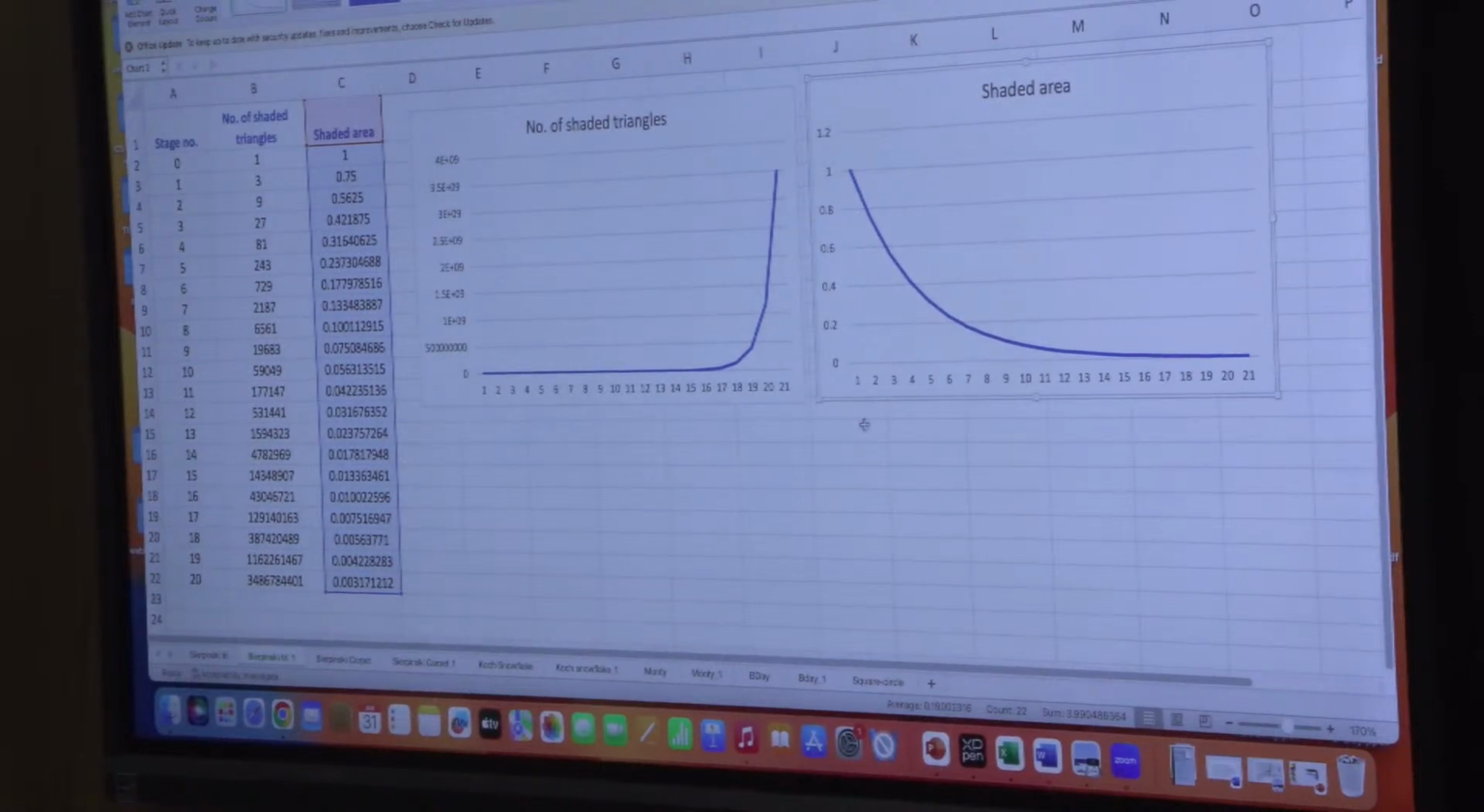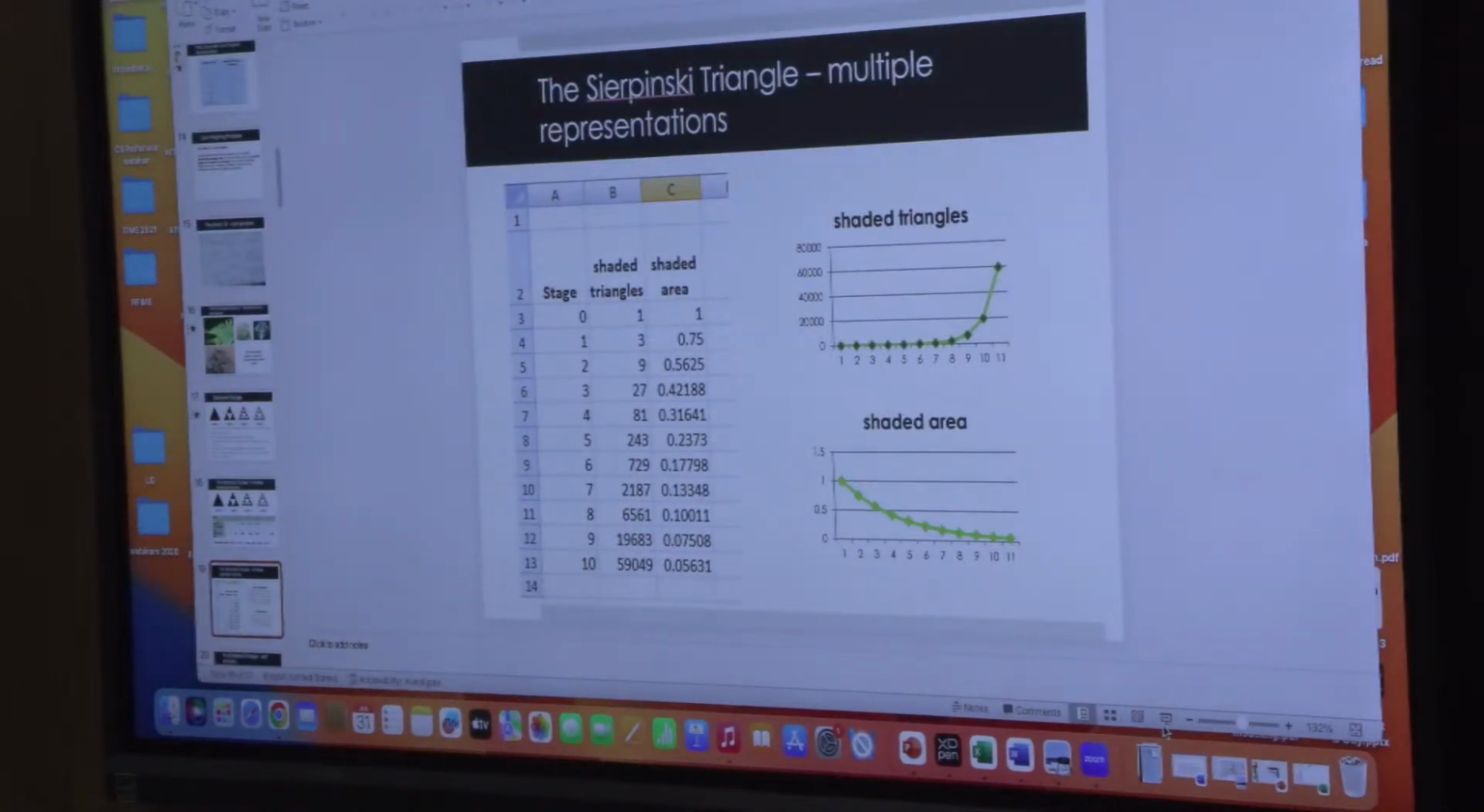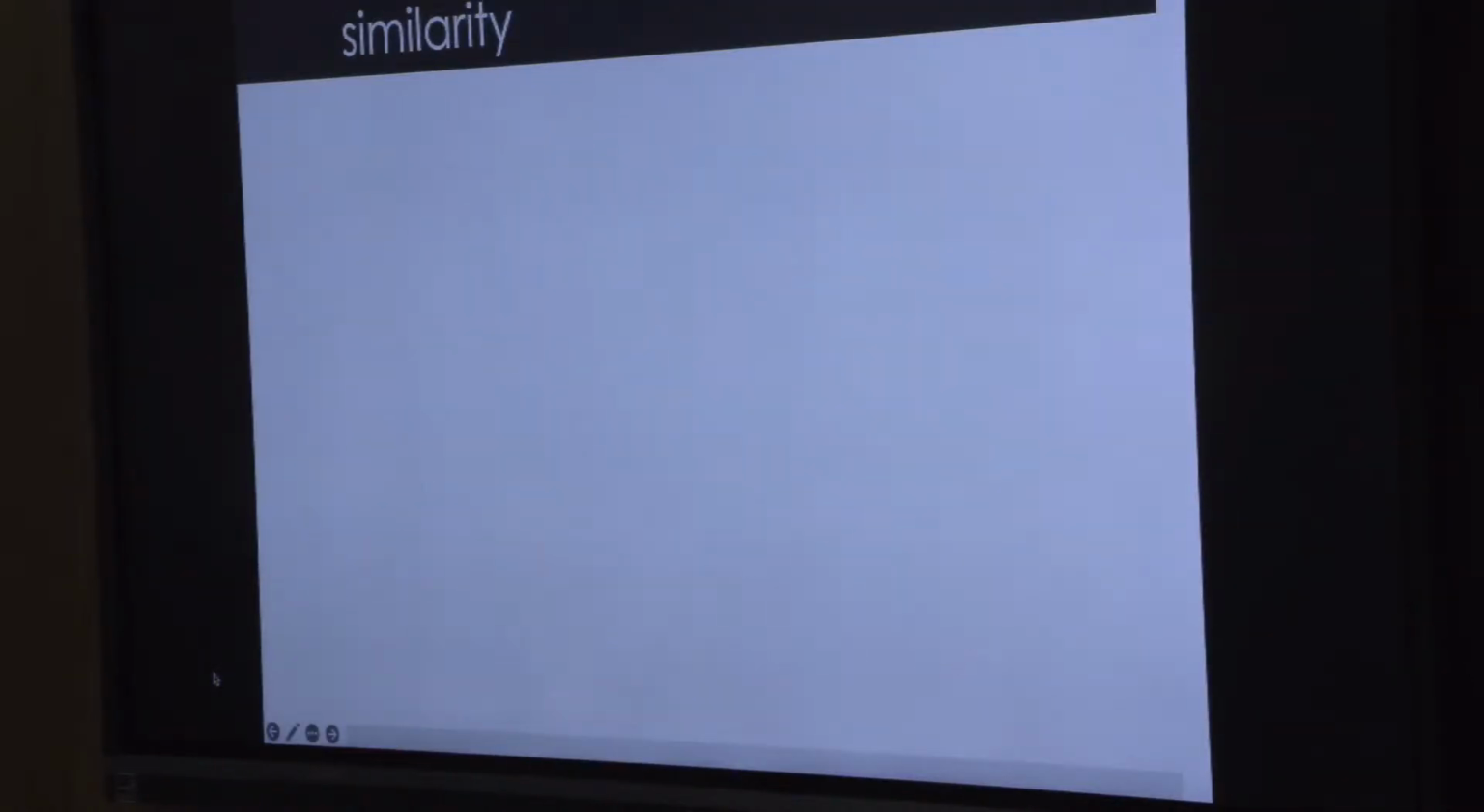So numerically, graphically, pictorially, symbolically, the 4 modes of representation, these together are important in exploring this practice or many other things. And any fractal that you can think of, it would be useful to come up with some kind of a spreadsheet exploration. So, of course, now the same Sierpinski.